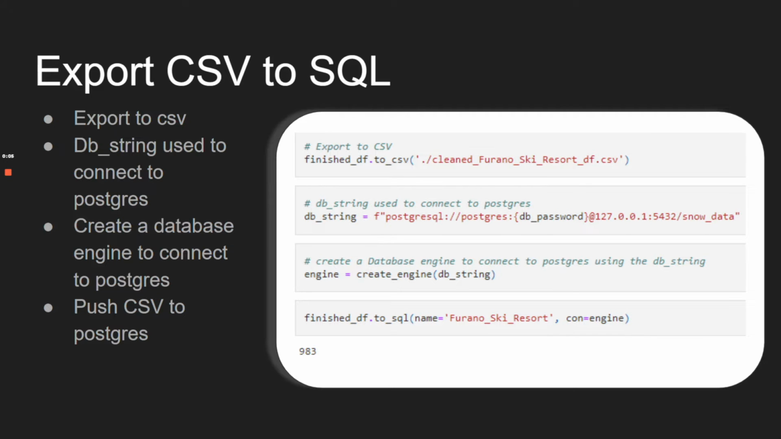Export CSV to SQL. After cleaning, all 6 CSV files need to be exported into a Postgres database using a DB string to connect to Postgres. We created a database engine to connect to Postgres using the DB string, then pushed the CSV files to Postgres, which shows the amount of data.